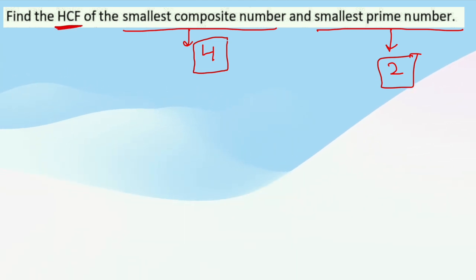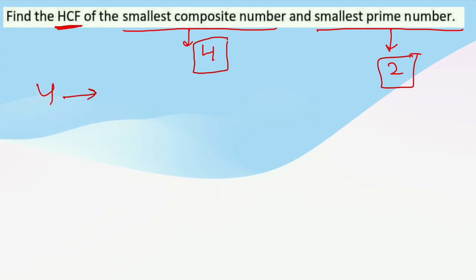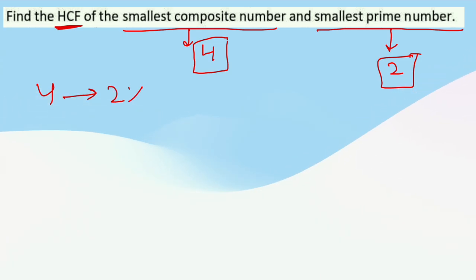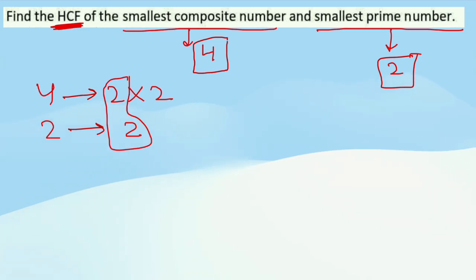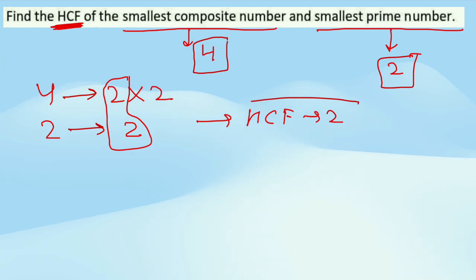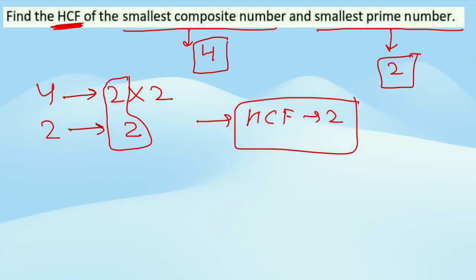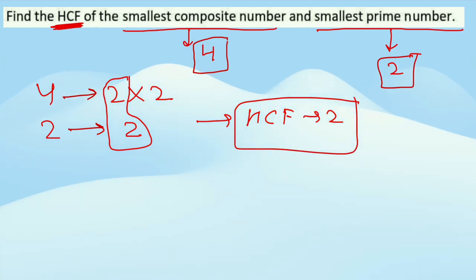Again the same method. If I try to find the prime factorization of 4, it will be 2 into 2. And for 2 it is 2 only, right? So what is the HCF of these two? 2, right? 2 is common, right? So HCF is 2. Question was easy, right? Come to the next one.